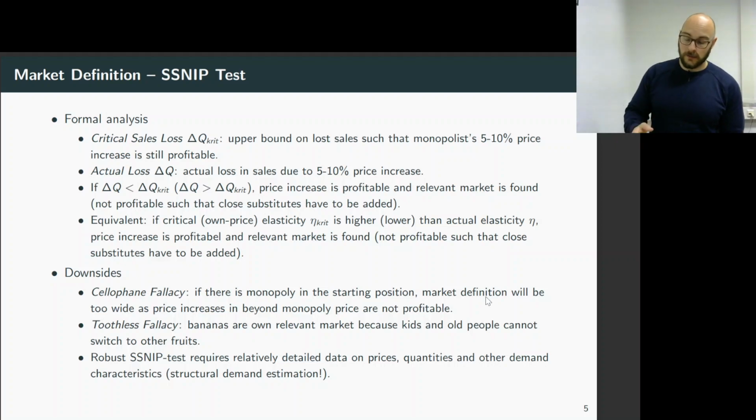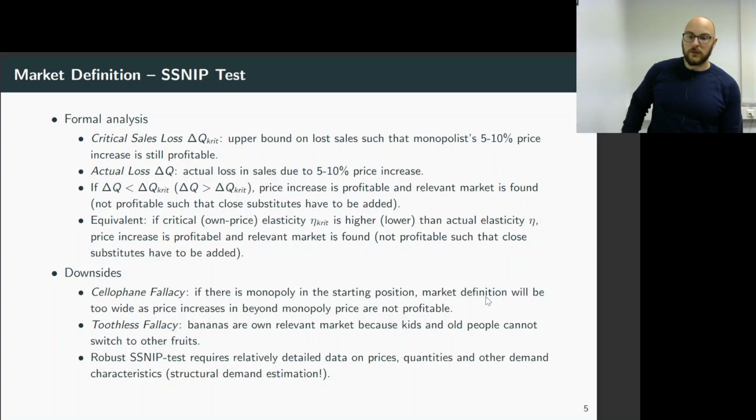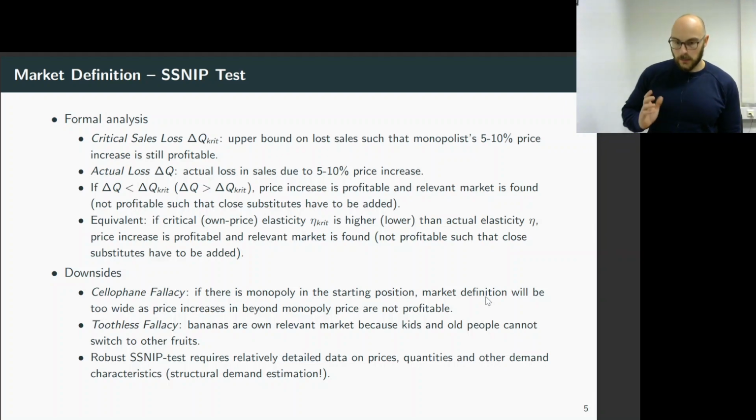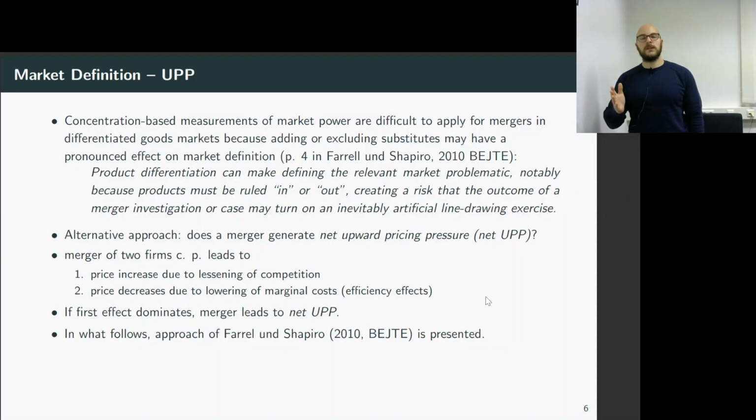In reality, I think currently one of the most sophisticated methods would be Berry, Levinsohn, and Pakes' approach, where you need to have not only characteristics of the products but also characteristics of the consumers to apply, for instance, a random coefficients logit estimation. So that is quite sophisticated. However, you can do that to back out elasticities relatively accurately, and that helps you to then conduct a SNIP test, right? And you can do that in reality, especially if you investigate a merger and you can request the data from the respective parties. Okay, that was the SNIP test.